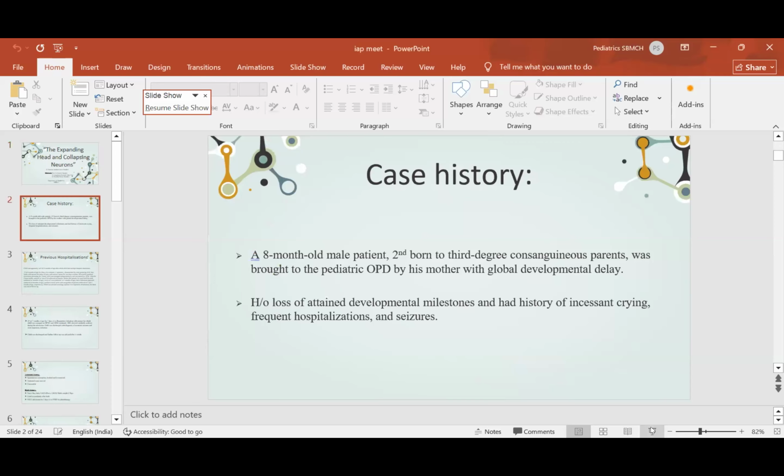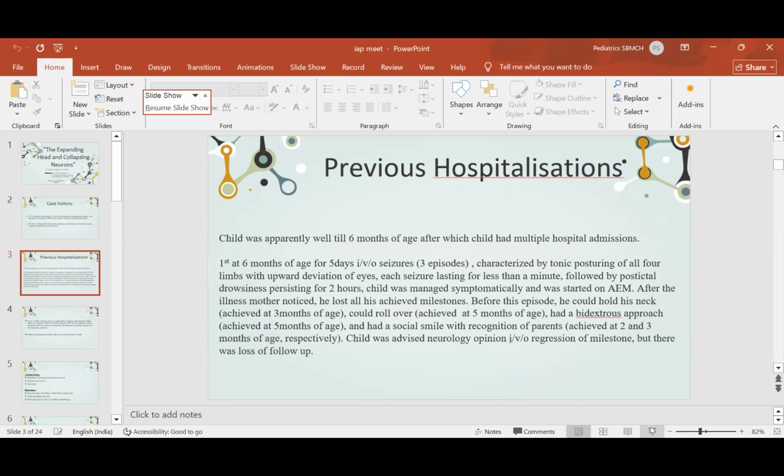So, a case: an 8-month-old male patient, second born to third-degree consanguineous parents, was brought to the pediatric OPD by his mother with global developmental delay. There is a history of loss of attained developmental milestones and a history of incessant crying with frequent hospitalization and seizures. Previous hospitalization: child was apparently well till 6 months of age, after which child had multiple hospital admissions. First at 6 months of age for 5 days in view of seizures, which were 3 episodes characterized by tonic posturing of all 4 limbs with upward deviation of eyes, each seizure lasting for less than a minute, followed by post-ictal drowsiness persisting for 2 hours.